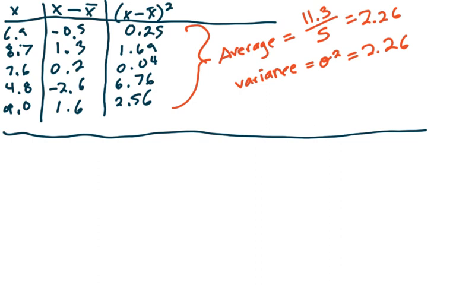Now to get our standard deviation, remember it's how far the average is from the mean. We couldn't use the differences because if we add these all up, we'd get 0. So what we did was square them and then find the average. To go back, we take the square root. So our standard deviation, when I take the square root, is just going to be a lowercase sigma. And this will be the square root of 2.26, which will give me approximately 1.5.